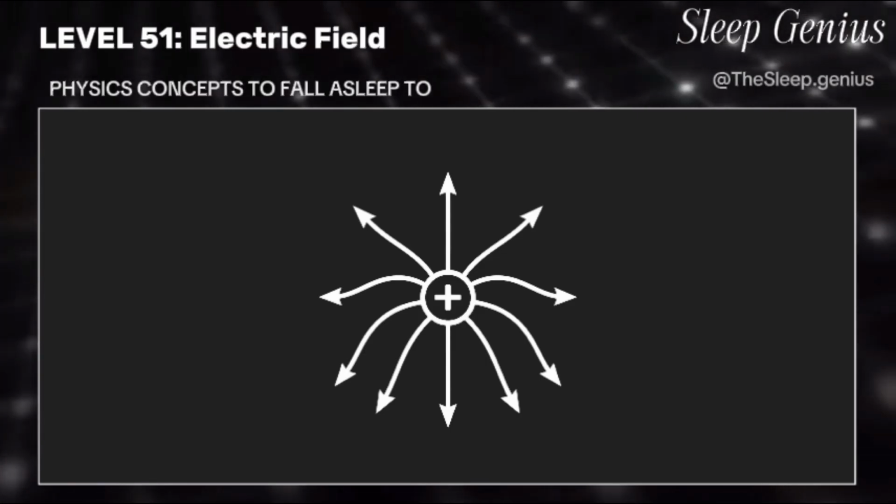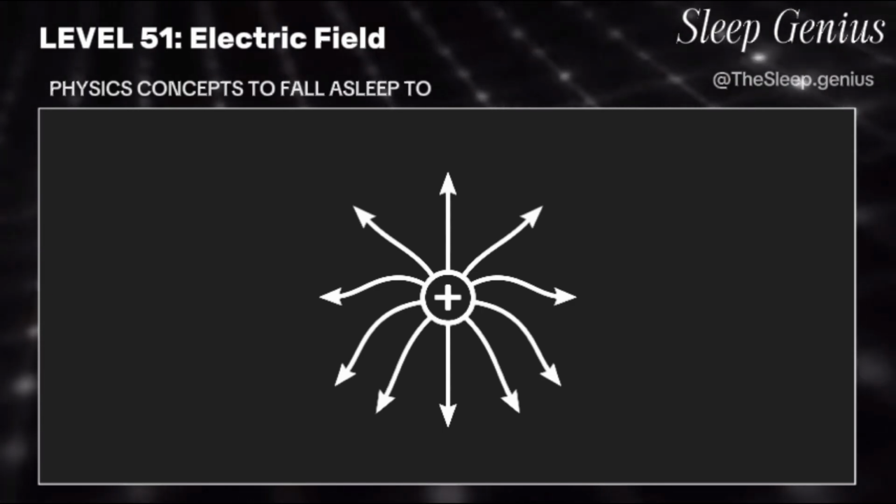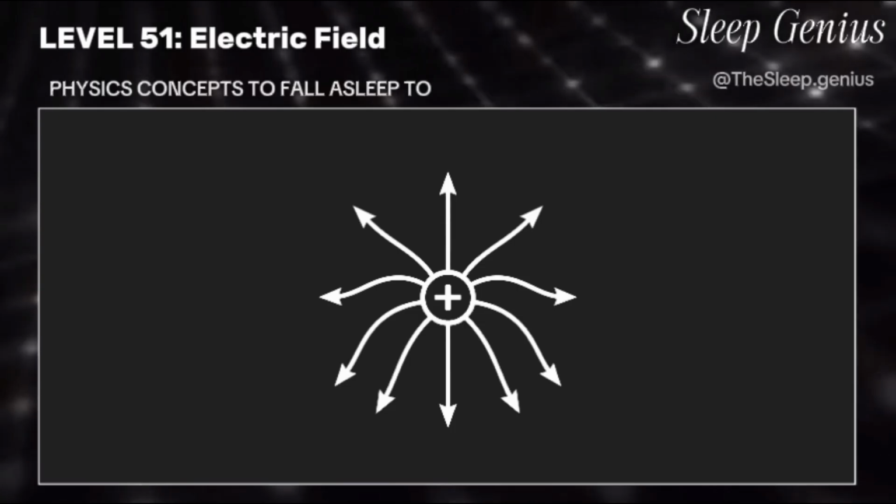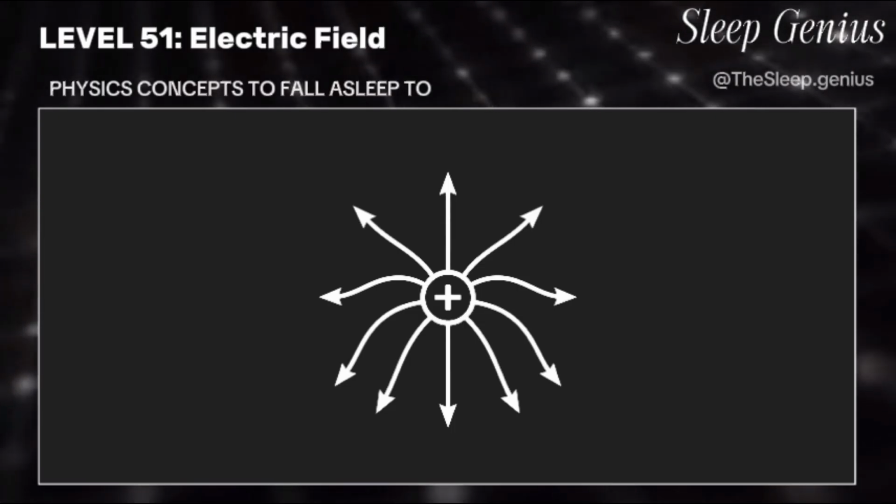Fields from different charges can combine to form new patterns. Electric fields change if the position or magnitude of charges changes. They can overlap, cancel, or strengthen each other. Moving charges can also create a magnetic effect, showing the dynamic nature of electric fields in motion.